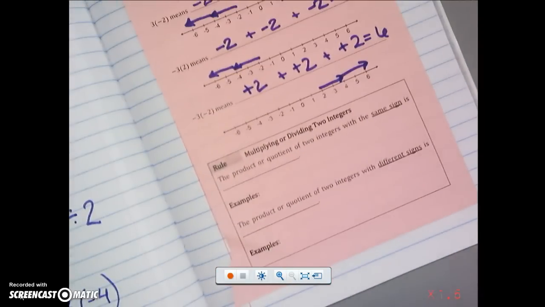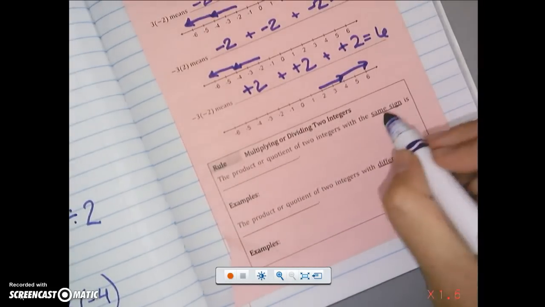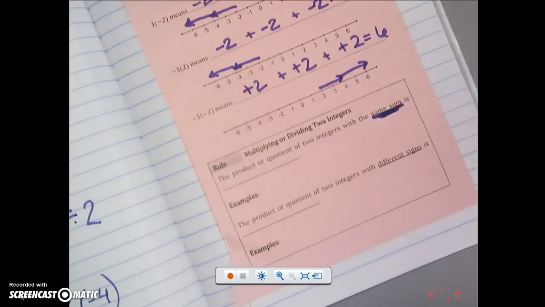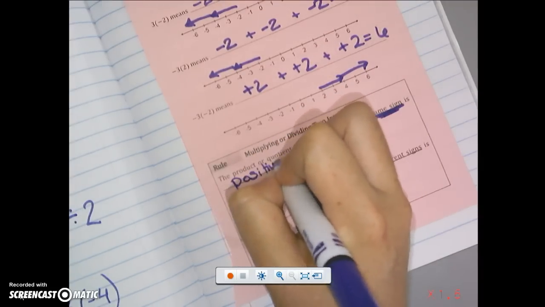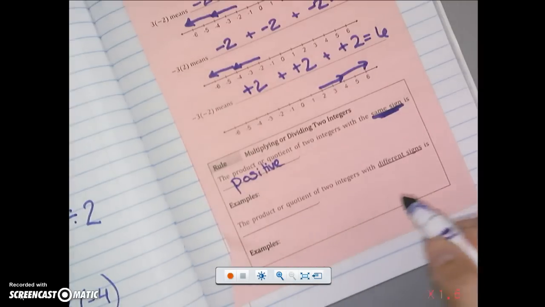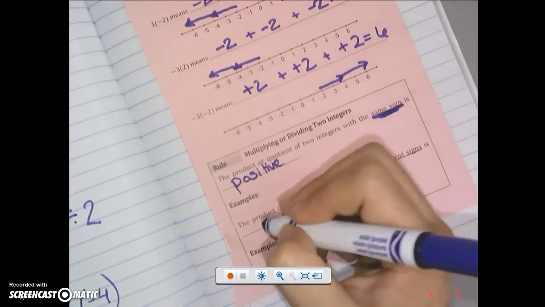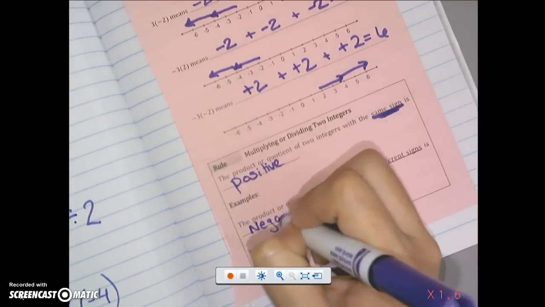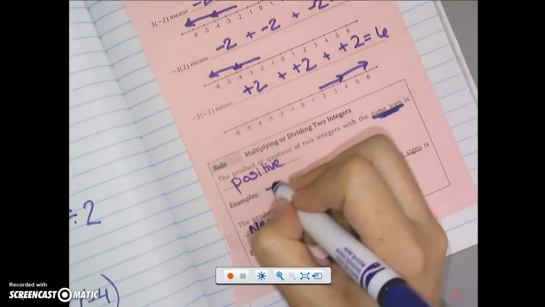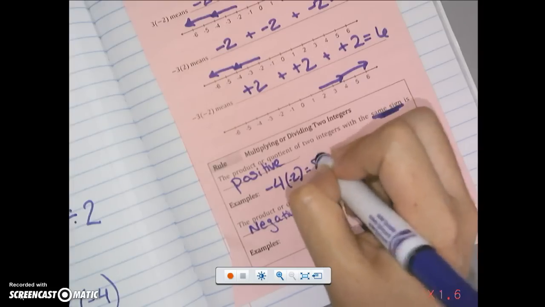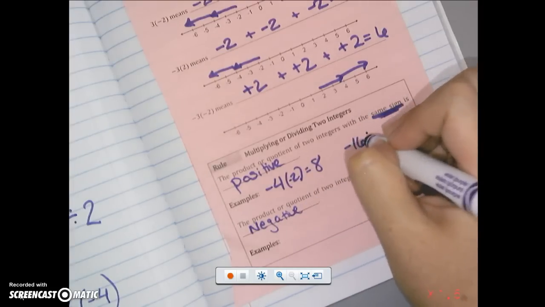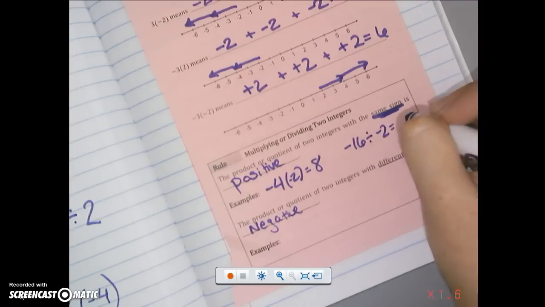So we're going to formalize our rules. Anything with the same sign, so the product or quotient, this works for both multiplying and dividing, not adding and subtracting, with the same sign is going to be positive. The product or quotient of 2 integers with different signs is going to be negative. So examples like negative 4 times negative 2 equals 8. Negative 16 divided by negative 2 equals 8.